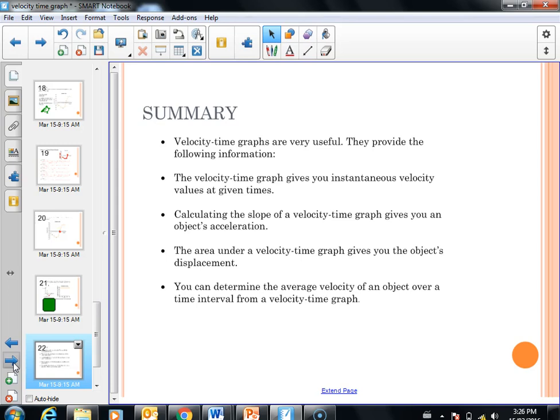And the area under the velocity time graph will give you the object's displacement. Where is it? And we did that one too with that previous question. We can also determine the average velocity of an object over the time interval. So total displacement over total time.